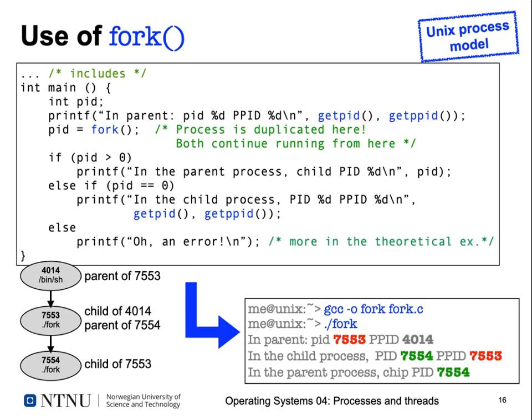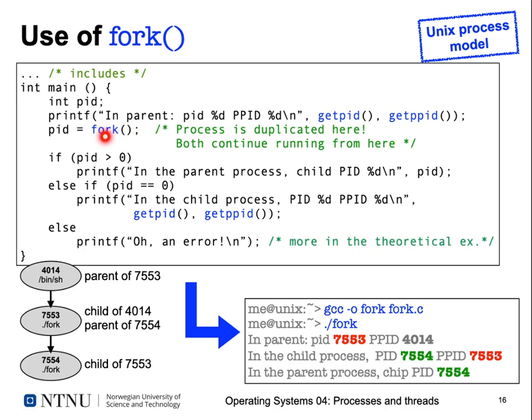So we print "we are in parent", and then we use the replacement syntax of our formatting strings. We have a process ID of whatever is returned by getpid, and a parent process ID of whatever is returned by our system call getppid. You see, these system calls just look like regular C function calls, but in fact, they call the system.